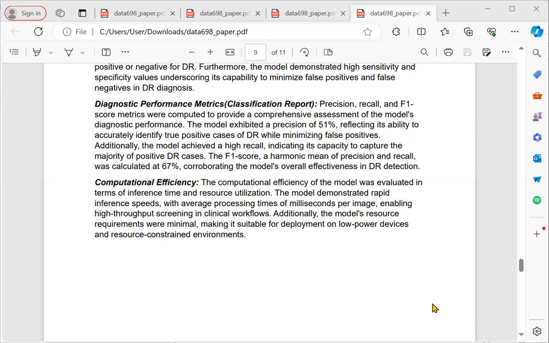I'm confident. The computational efficiency of the model was evaluated in terms of inference time and resource utilization. The resources utilized are not much. I was able to run it just on my laptop. Additionally, the model's size requirement is minimal, making it suitable for deployment in low-power, resource-constrained settings. Anybody can run the program on a laptop, I'm sure.